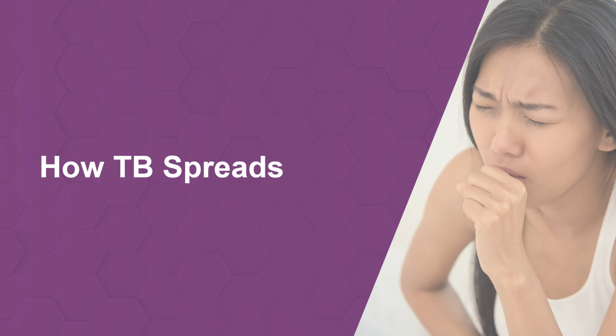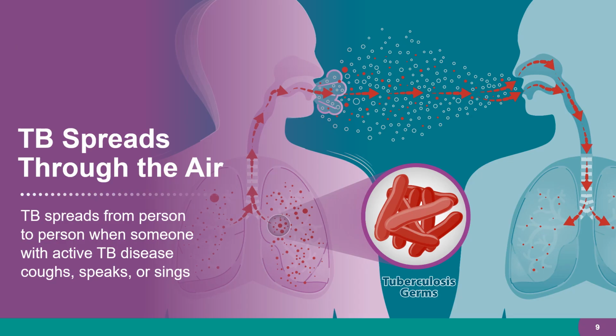How is TB spread? TB is spread through the air. The TB germs are put into the air when a person with TB disease of the lungs or throat coughs, sings, or speaks. People nearby may breathe in these germs and become infected.